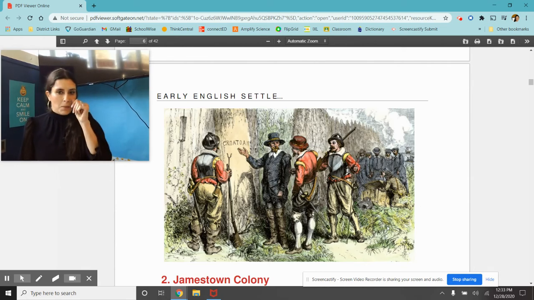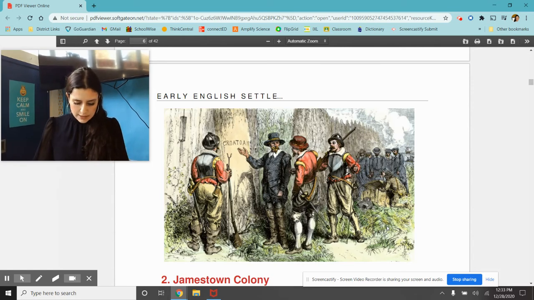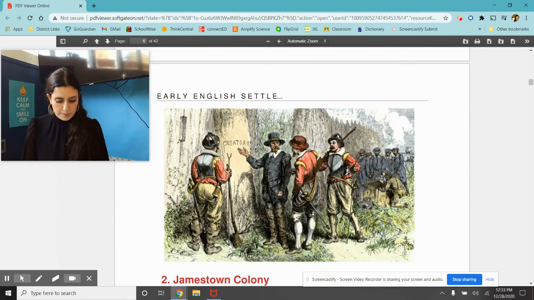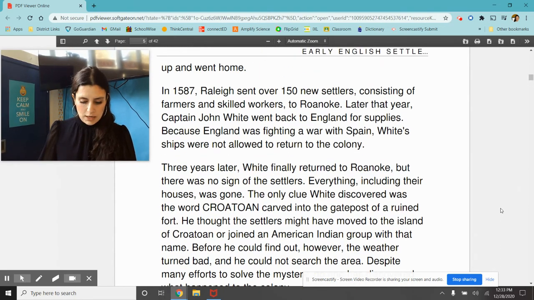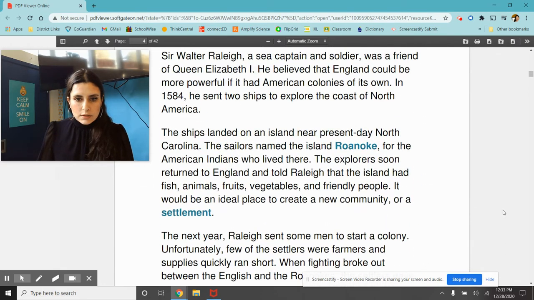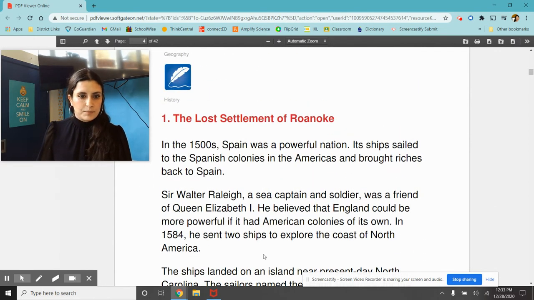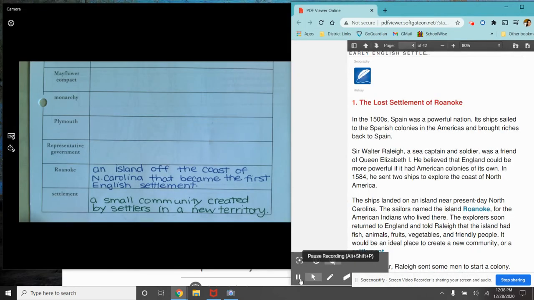All right, so let's go through our packet and define our words. I'm going to use the glossary that goes with this. Feel free to use a dictionary to find the words that were in our text. We have settlement and Roanoke as our main vocab words in this section. Okay, so we have our packet. Make sure you put your name, date.